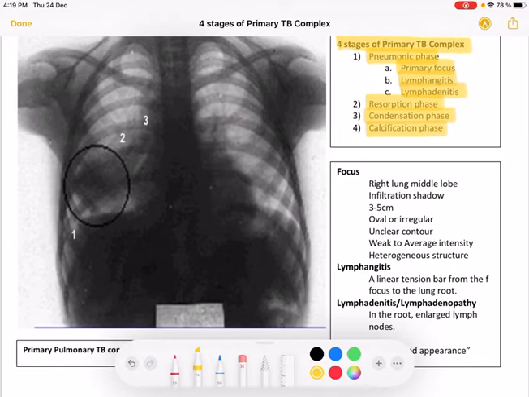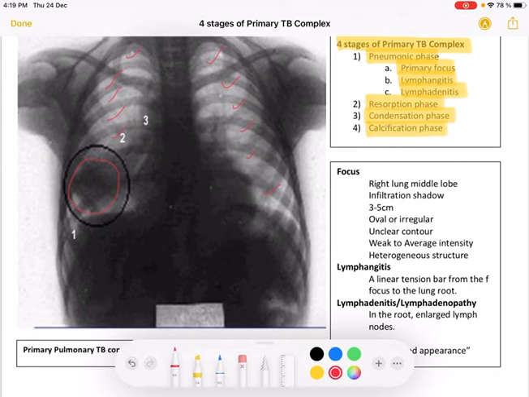Okay, so let's go through the X-ray. As we can see, everything here is completely clear. There is no consolidation, and there is no pathology. But in this particular image, in this particular area, approximately the middle lobe of the right lung, we can see that there is some pathology here.